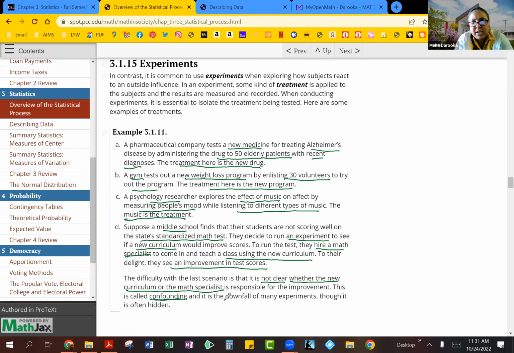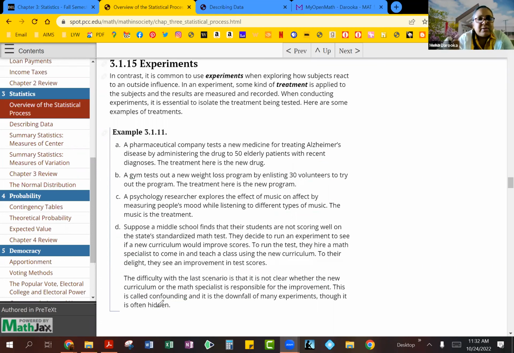They're talking about how running into confounding variables can be a downfall of many experiments, and you may not even recognize it. It is sometimes hidden, so you wouldn't even know you've run into a confounding variable, which has changed the outcome of your study, of your experiment. So let's take a look at that.